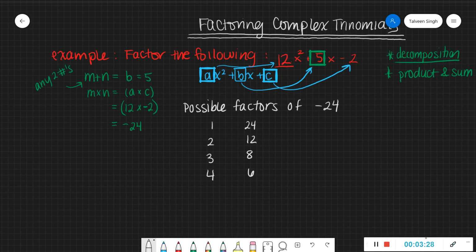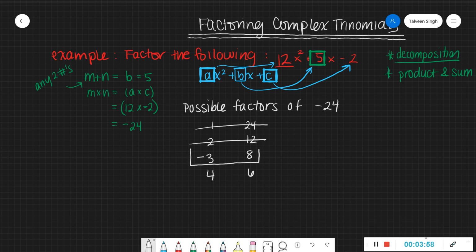One of these has to be a negative. So if you did negative 1 plus 24, you would get 23. If you did negative 24 plus 1, you would get negative 23. So this isn't an option. If you did 12 minus 2, you would get 10. If you did negative 12 plus 2, you would get negative 10. So this isn't an option either. This one might be an option. If you did 8 minus 3, you would get positive 5.